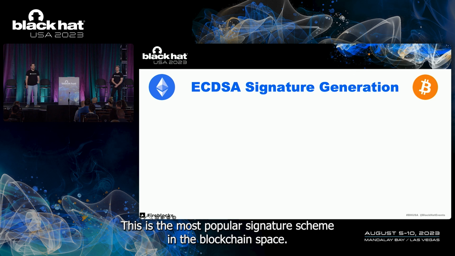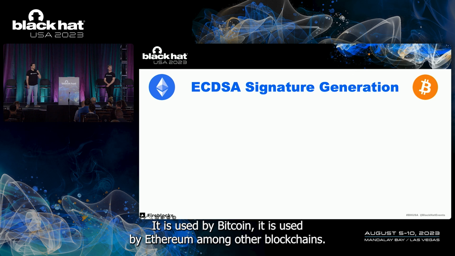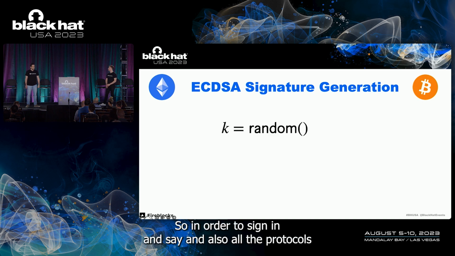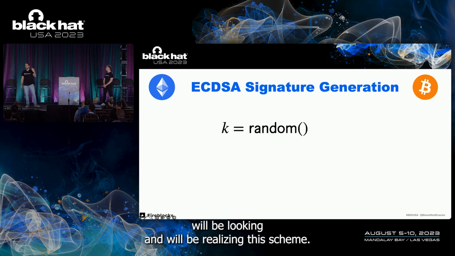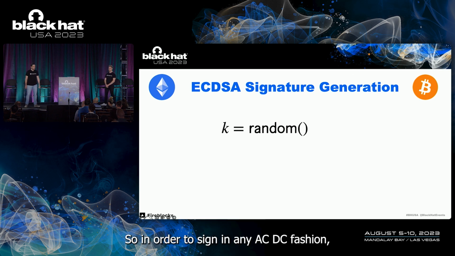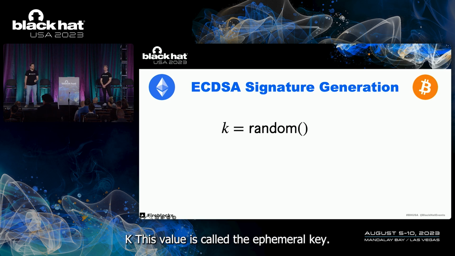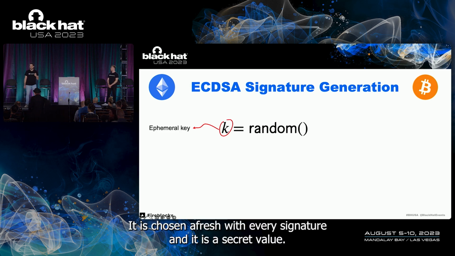This is the most popular signature scheme in the blockchain space. It is used by Bitcoin. It is used by Ethereum, among other blockchains. Great. So in order to sign in an ECDSA fashion, and also all the protocols we'll be looking at will be realizing this scheme, you do something like this. You sample a random value k. This value is called the ephemeral key.